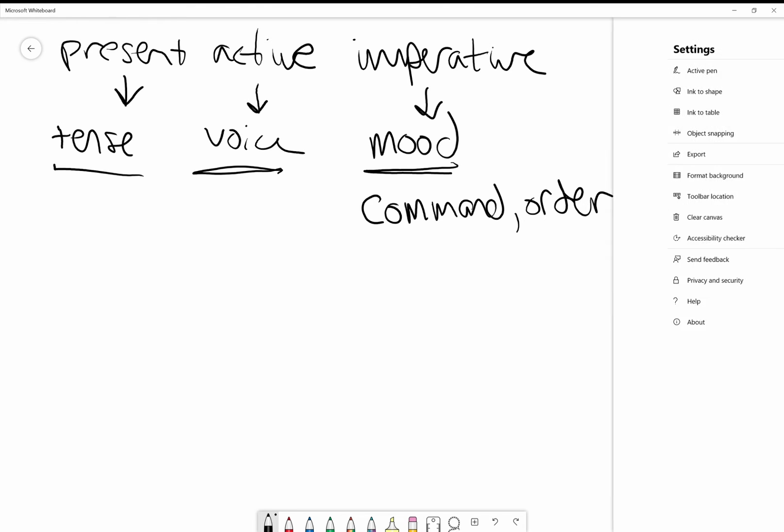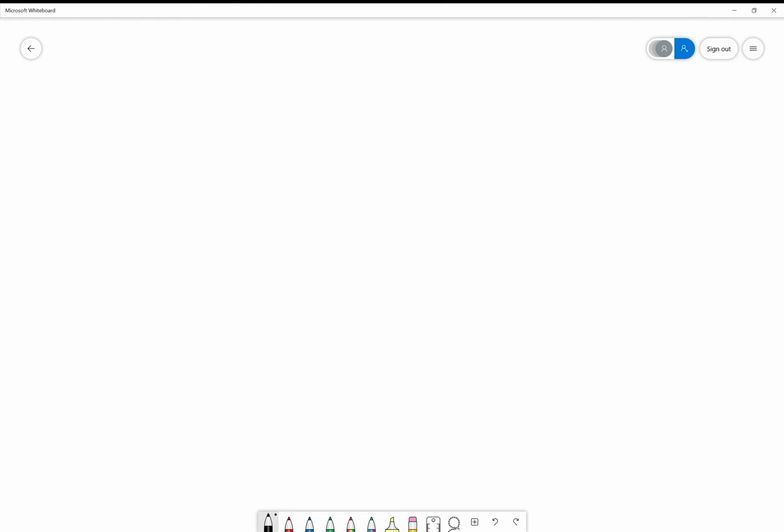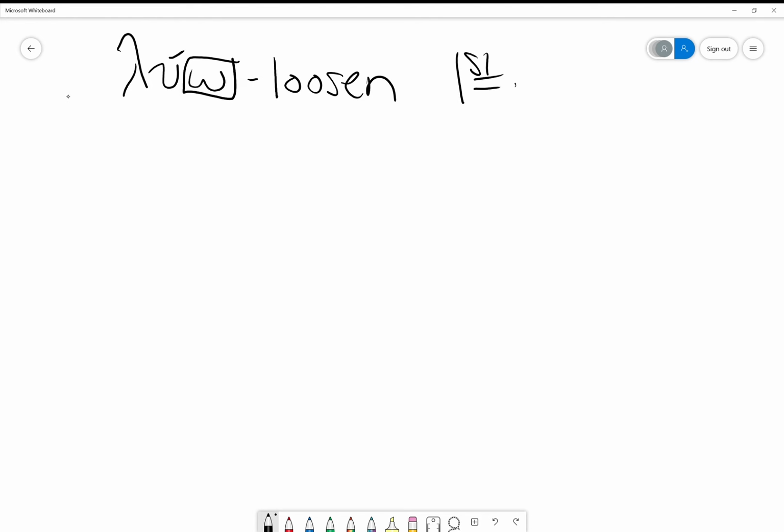So, going to our verb that we've been using, luo, which is loosen. What we have to do is we have to take off this ending here, right? We have our omega ending. That's our first person singular ending, right? This is I loosen. So we take the lu and we add our imperative endings. And there are two different endings.